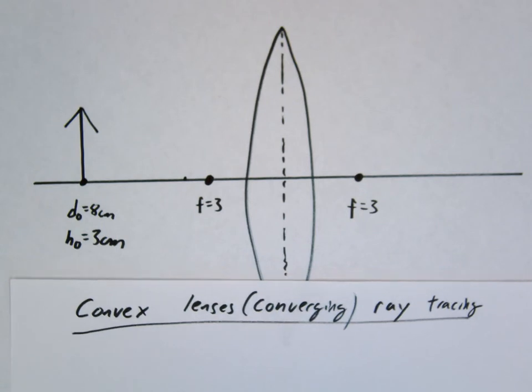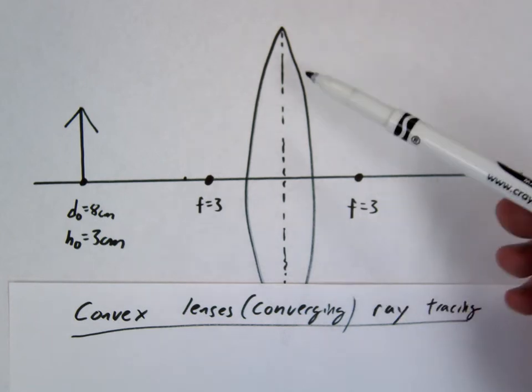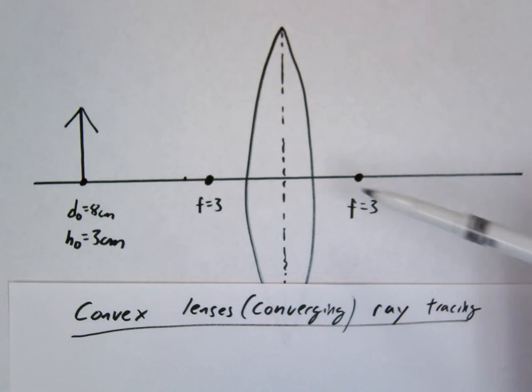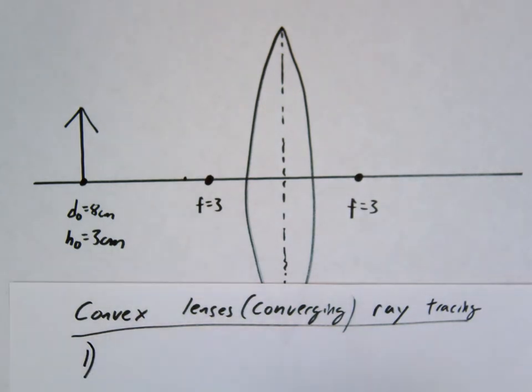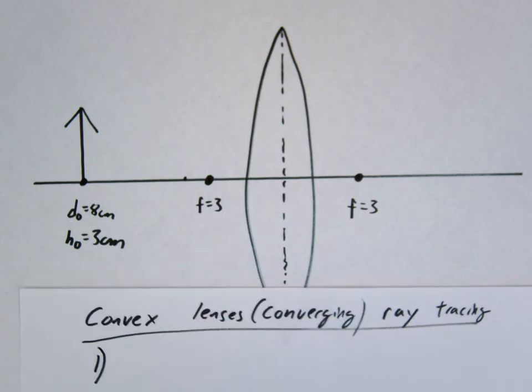Okay, so we're going to look at how we draw these for a converging lens. In this case, it's a double convex, and how we find the image of a double convex. So we're going to follow the same basic rules that we followed for mirrors. There's going to be some subtle changes, and the main difference is with mirrors, light reflects. With lenses, light refracts. So keep that in mind as you make your drawings.